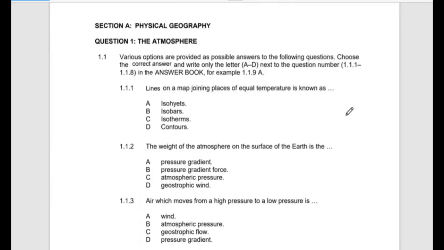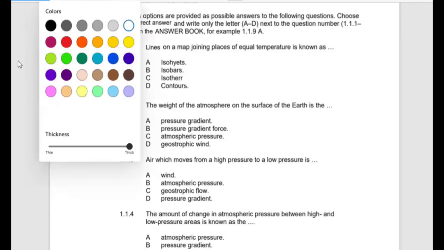We'll start with question number 1, which is on the atmosphere. We have multiple choice questions, and we're just going to highlight key aspects of them. Lines on a map joining places of equal temperature is known as, right? The correct response there is isotherms. Isotherms are the lines that join places of the same temperature. Places of the same temperature are joined by isotherms.